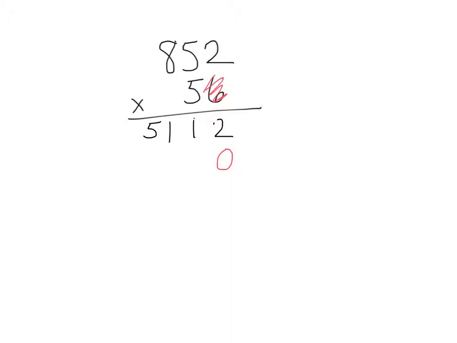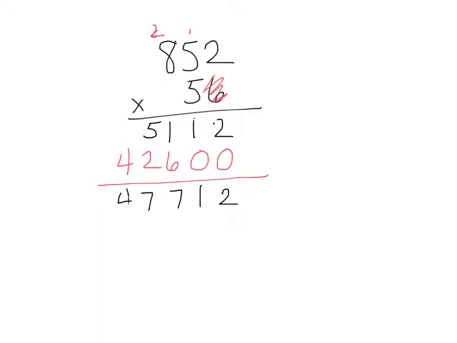And now I have 5 times 2 is 10. 5 times 5 is 25, plus that 1 is 26. 5 times 8 is 40, plus 2 is 42. And again, we're making sure our numbers are lined up nice and neatly. Then when I add them together, I just add straight down, obviously. Carry the 3, and my answer is 47,712.